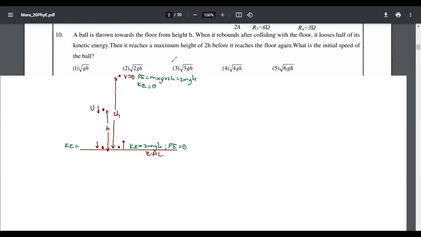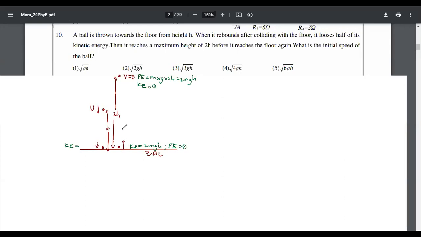Where? What will be the kinetic energy here? In the question it said the kinetic energy reduced by half. See, it loses half of its kinetic energy.